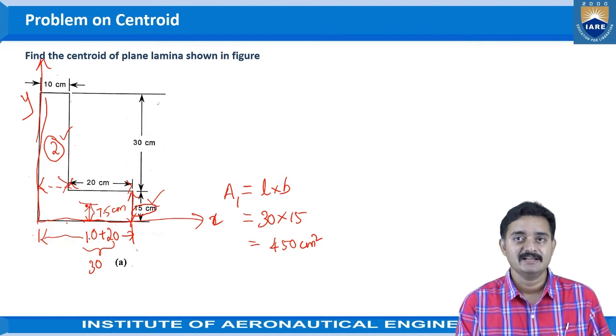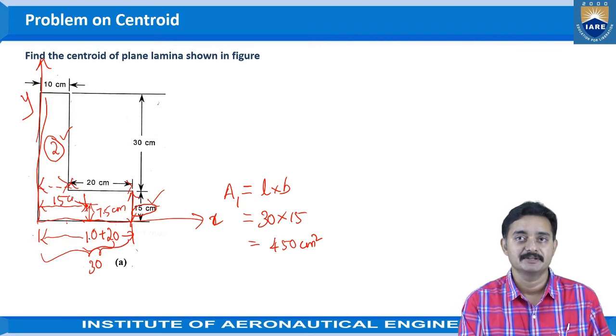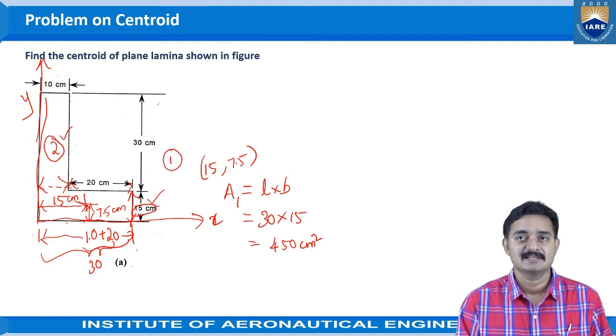Coming to the x-coordinate, how much distance would this be? It is exactly at the center of this total length. That length is given as 30, so this distance would be 15 centimeters from the y-axis. So that would be the x-coordinate. With this, we can identify the distances of the centroid: the x-coordinate is 15 centimeters and the y-coordinate is 7.5 centimeters. So the first rectangle's centroid is at the position of 15 and 7.5.